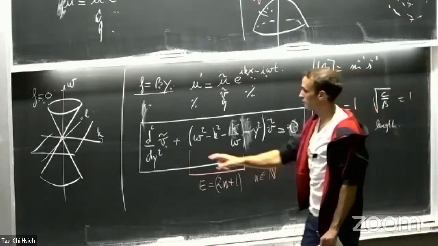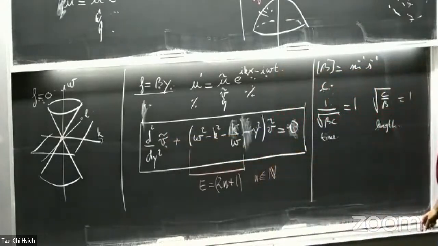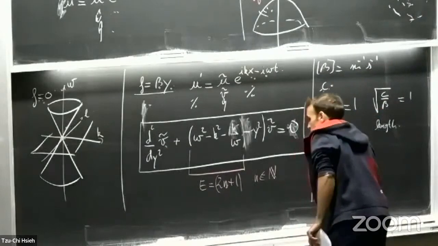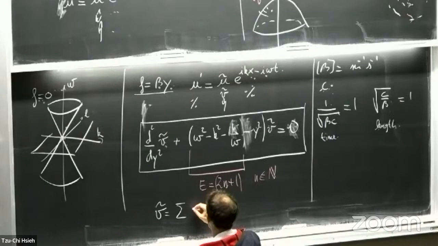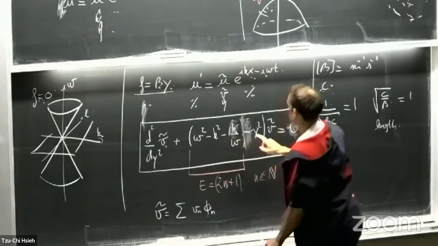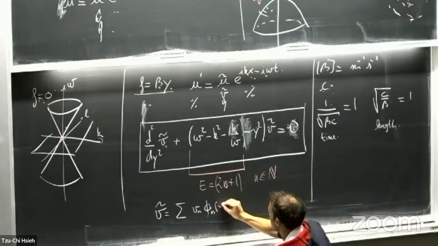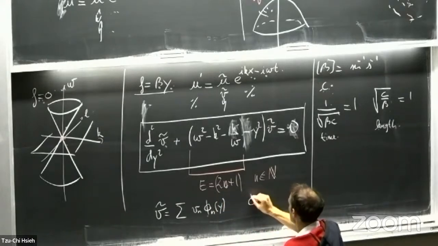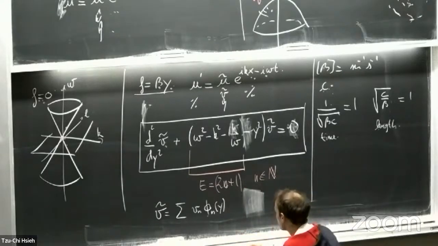And the other important information that we know is that the field V here can be decomposed on a basis of functions. So V, let's call it, is the sum of Vn times Cn. And the Cn are solutions of the equation given n. So they depend on y. A solution of the problem like this.